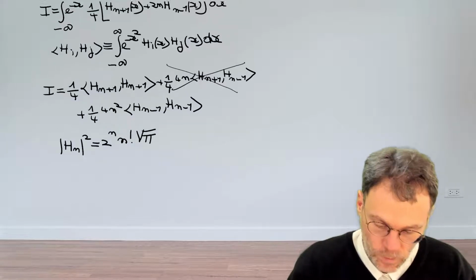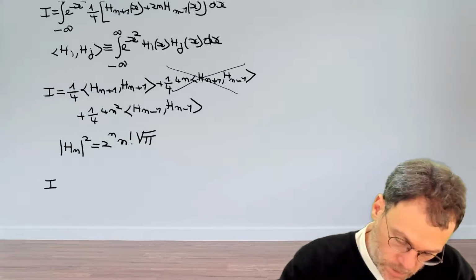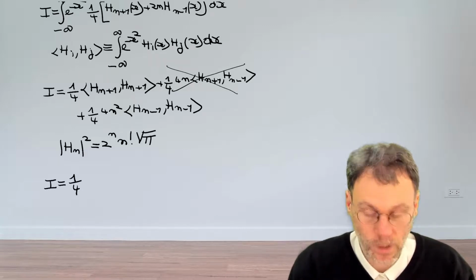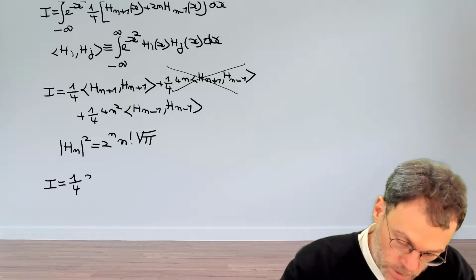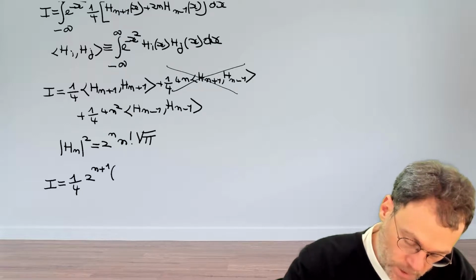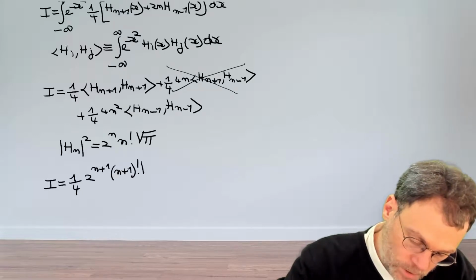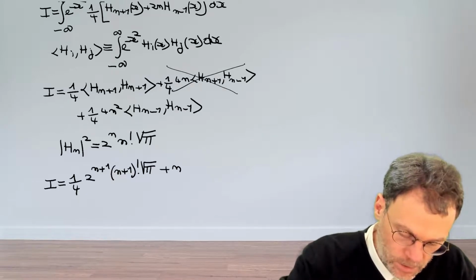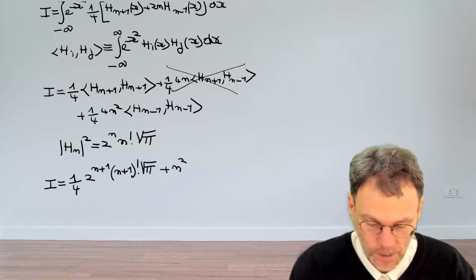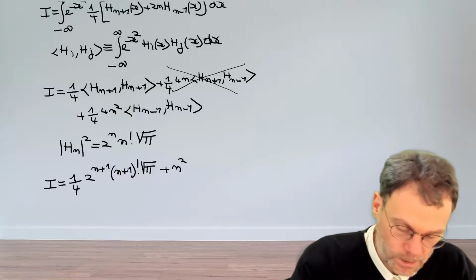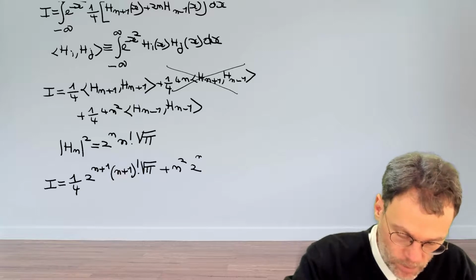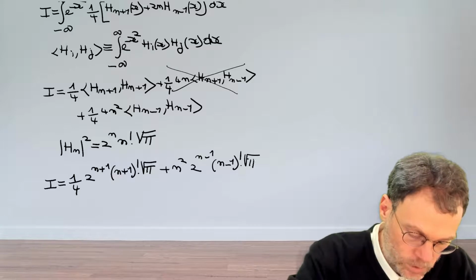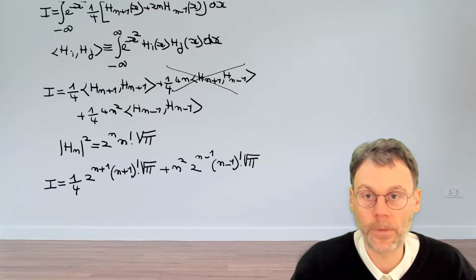Let's go. So the first term is going to give us 1 over 4, and then the normalization integral for the Hermite polynomial of order n plus 1. So that's 2 to the power of n plus 1, n plus 1 factorial, square root of pi. And then the next term is going to give us n squared times the normalization for n minus 1. So this is 2 to the power of n minus 1, n minus 1 factorial, and then also the square root of pi.